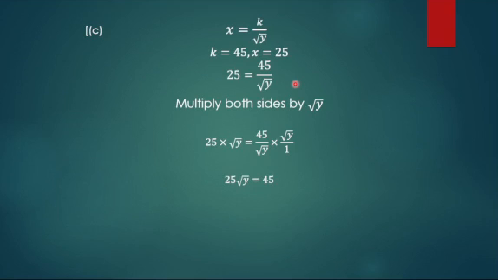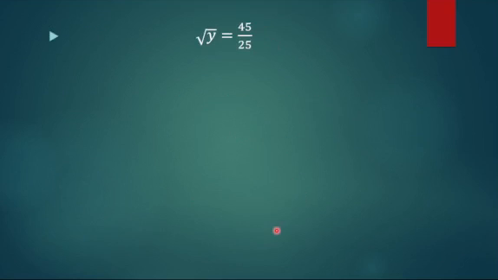But we are not done yet. We still need to do something to make y the subject of the formula, and that is simply by dividing both sides by 25. When we do that, we have 25 root y over 25 is equal to 45 over 25. 25 divides 25, leaving root y, and so we have 45 over 25 here. So root y now is equal to 45 over 25.